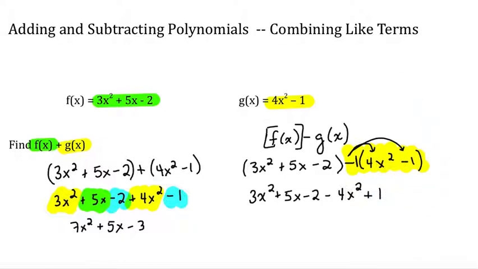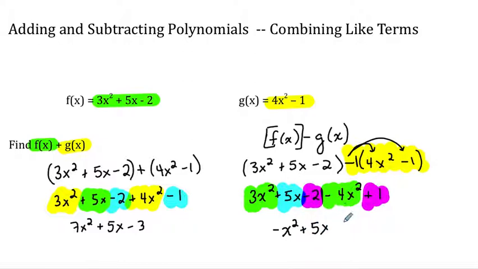So now as I come through and identify my like terms, I've got an x squared term, I've got a negative 4x squared, I've got a positive 5x with no other x term, and I've got a negative 2 and a positive 1. So now I've got 3x squared minus 4x squared, so that's negative x squared plus 5x minus 1, which is the solution for the difference of those two expressions.